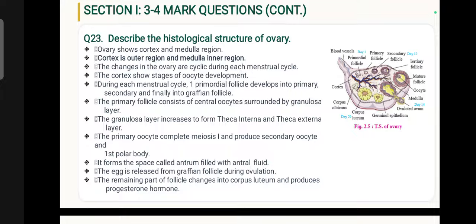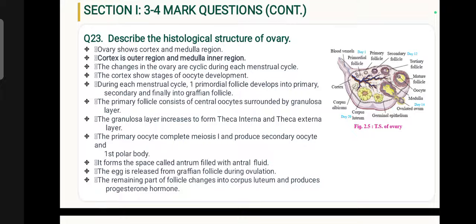The changes in the ovary are cyclic during each menstrual cycle. The cortex shows stages of oocyte development. During each menstrual cycle, one primordial follicle develops into primary, secondary, and finally into Graafian follicle. The primary follicle consists of a central oocyte surrounded by granulosa layer. The granulosa layer increases to form theca interna and theca externa layers.